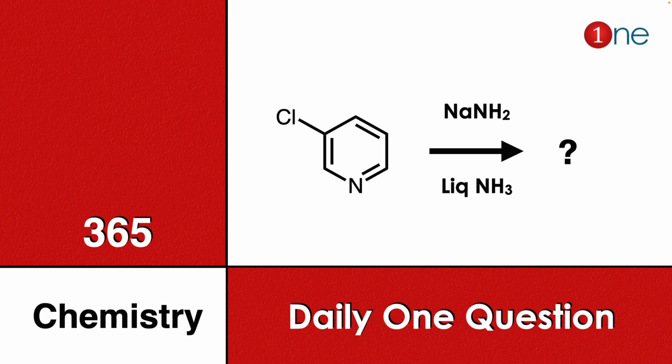Here 3-chloropyridine is given. You are reacting it with sodamide in liquid ammonia. You have to find the final product.